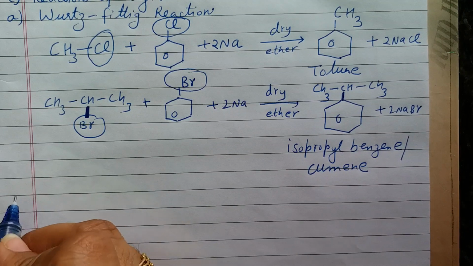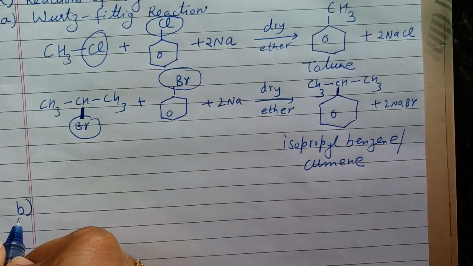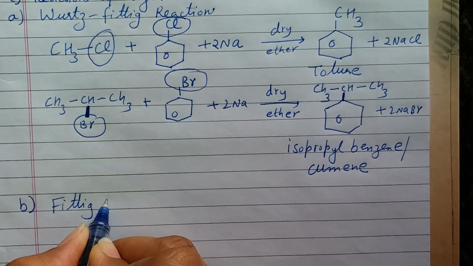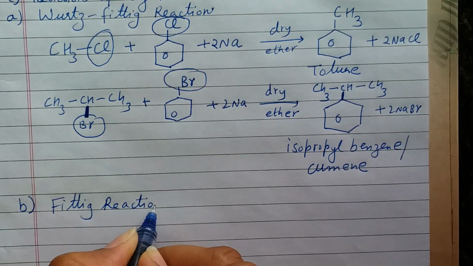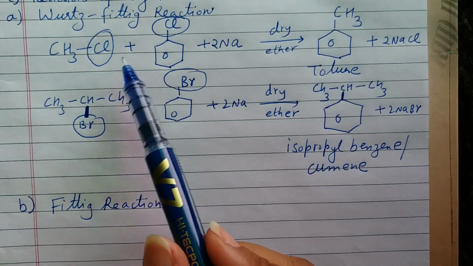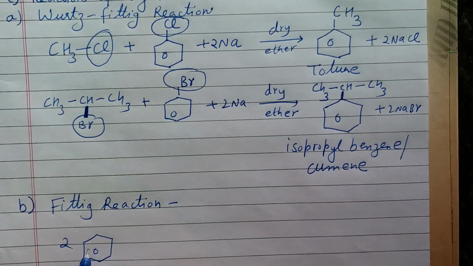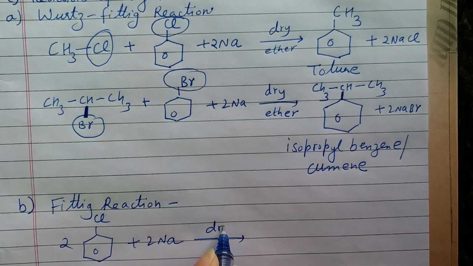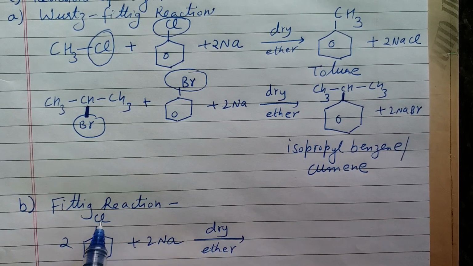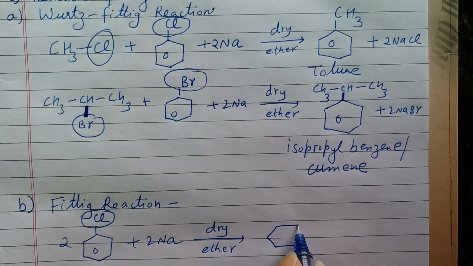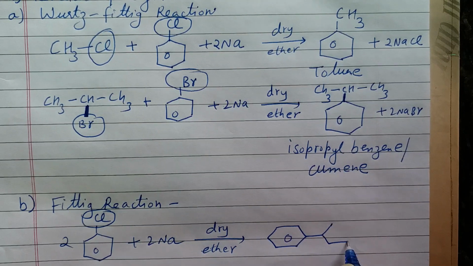And now let's move on to B, the last reaction of aryl halides with metals, which is known as the Fittig reaction. Now, as this is the Fittig reaction, and remember Fittig means what? Fittig means we have to take the aryl halide. So, in the Fittig reaction, we take 2 moles of an aryl halide in the presence of sodium metal and dry ether. And the same thing happens, the halogen gets removed and the two aryl parts now join with each other.